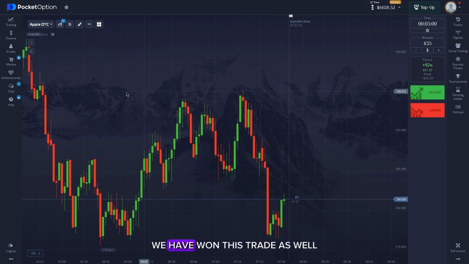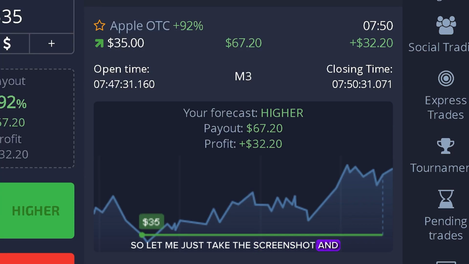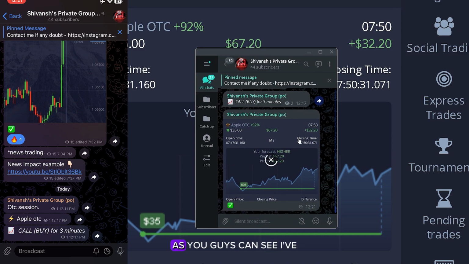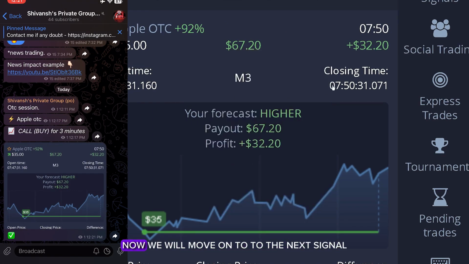As you guys can see, we have won this trade as well. So let me just take the screenshot and send it to the Telegram group. As you guys can see, I've sent a screenshot in the group, and now we will move on to the next signal.